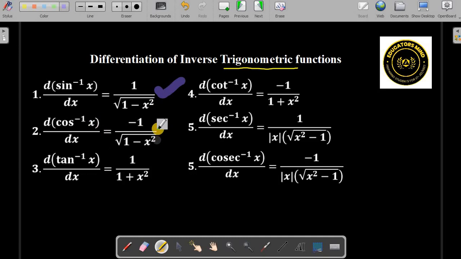Cos inverse x with respect to x is the same with an extra minus sign coming here: minus 1 by root under 1 minus x square. Tan inverse x is 1 by 1 plus x square. Cot inverse x is minus 1 by 1 plus x square. Sec inverse x is 1 by mod of x root under x square minus 1, and cosec inverse x has a minus 1 by mod of x root under x square minus 1. You can remember these formulas, but you won't use them much in calculations.